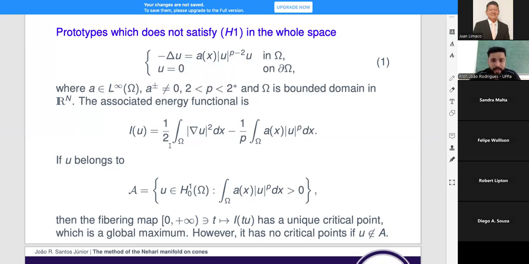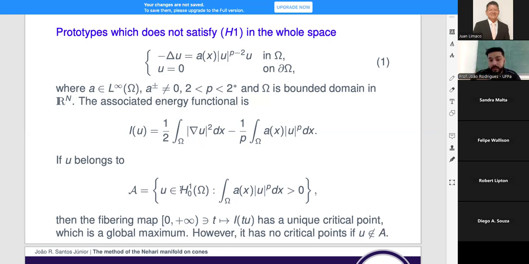So, I is the energy functional associated to this equation in this case, and we can see that if we define this set A composed of all the functions u belonging to the Sobolev space where this integral is positive, okay? So if you consider all the fibers for functions u belonging to this set, the behavior of the fiber is exactly as in the hypothesis (H1) as requested by Szulkin and Weth.